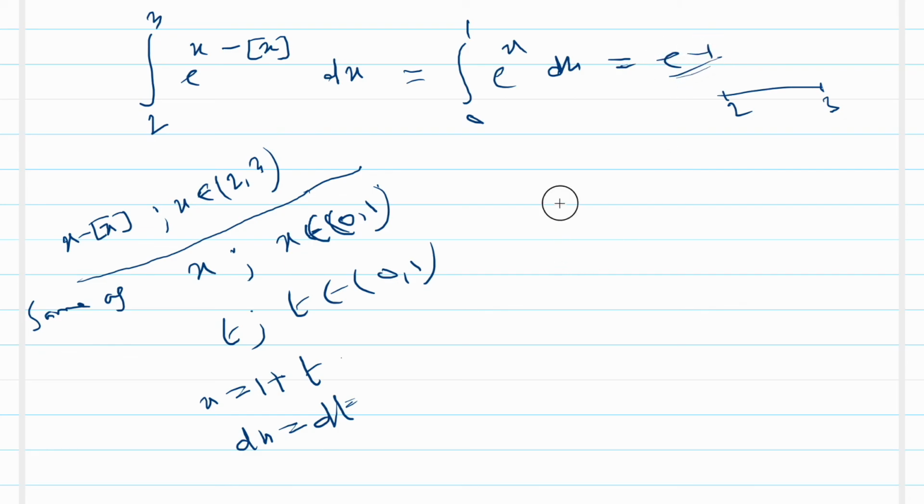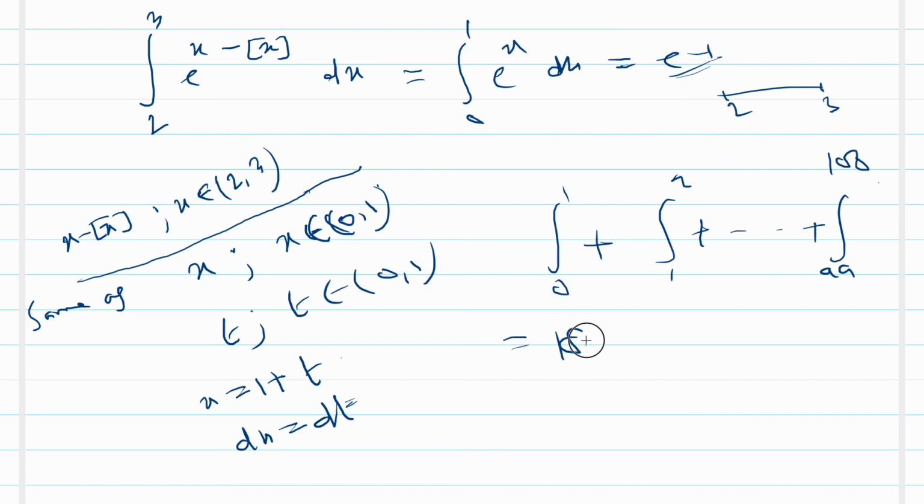But how many such integrations are there? So starting from 0 to 1 plus 1 to 2 plus dot dot dot plus 99 to 100, there are 100 of them, right? Each of them is giving e minus 1. So the answer is 100 times e minus 1, and this is the final answer.